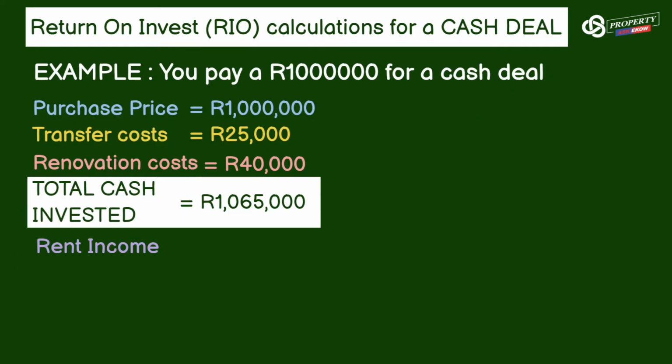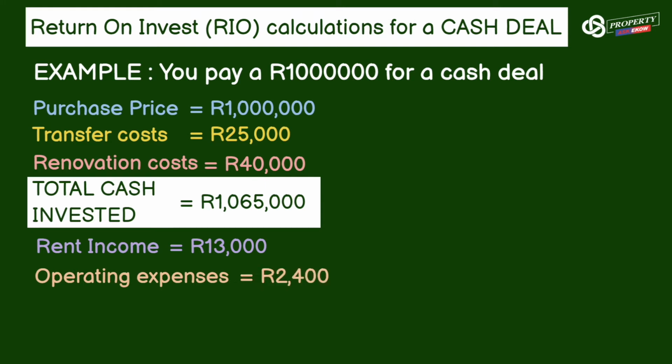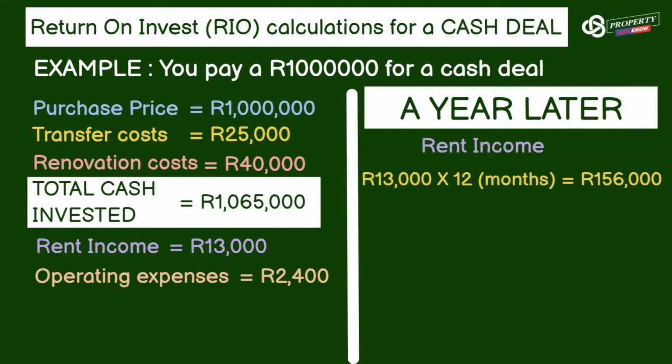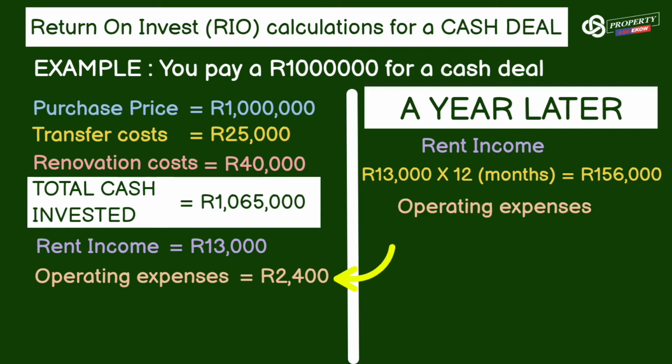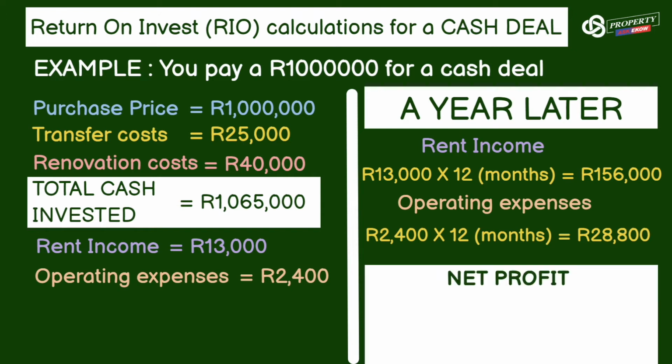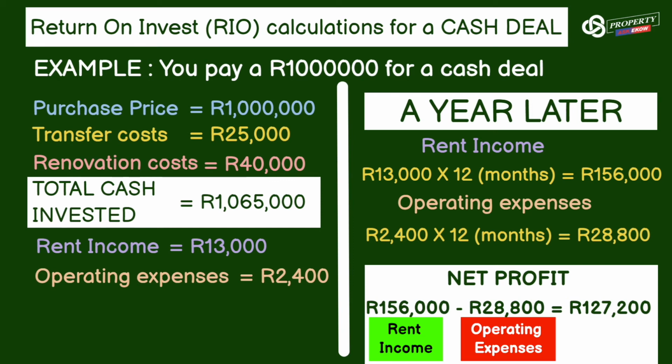Now, by using our 80-20 principle, you should receive a minimum of 13,000 rand. So your rent income equals 13,000 per month. We assume that our operating expenses will be 2,400. A year later, your rental income will be 156,000 rand. Your operating expenses equal 28,800.